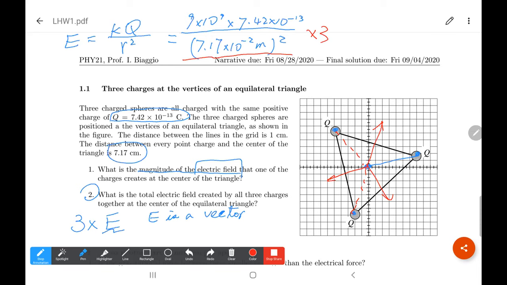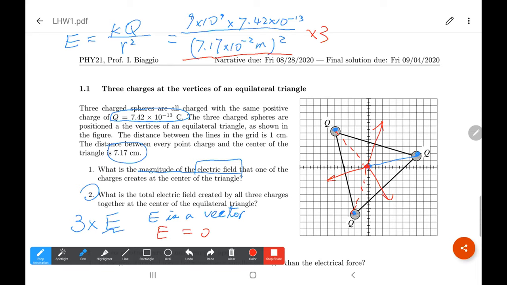If we consider the direction, then because the triangle has the same length for each side, they are symmetrical, so the electric field is symmetrical. The three electric fields will cancel out, because the structure and the distance from the center to each charge is the same. So the electric fields are equivalent in magnitude for each one, with three different directions, but they're symmetrical, so the total electric field is zero. Okay, do you have any question?